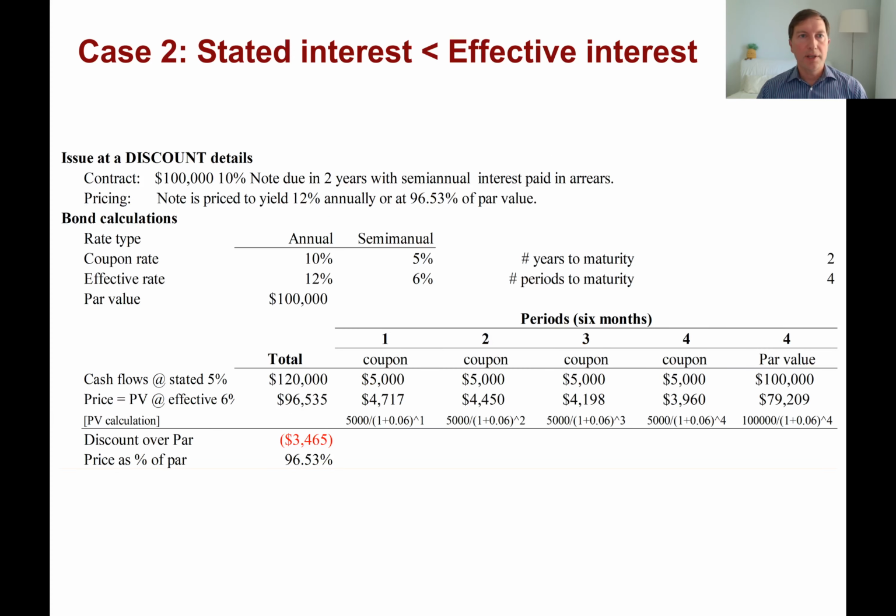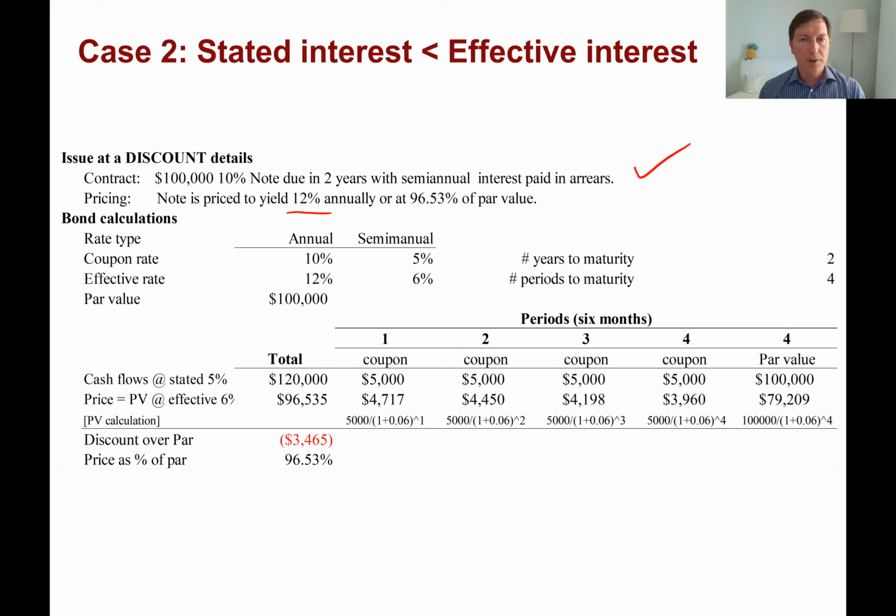Now let's take a look at the case when stated interest is lower than the effective interest rate or market rate. This is the case when we have a discount. The contract is going to be exactly the same, whereas now these bonds are going to be priced at 12% instead of 10%, right? So the market somehow views the company as a little bit more risky and therefore increases the discount rate.